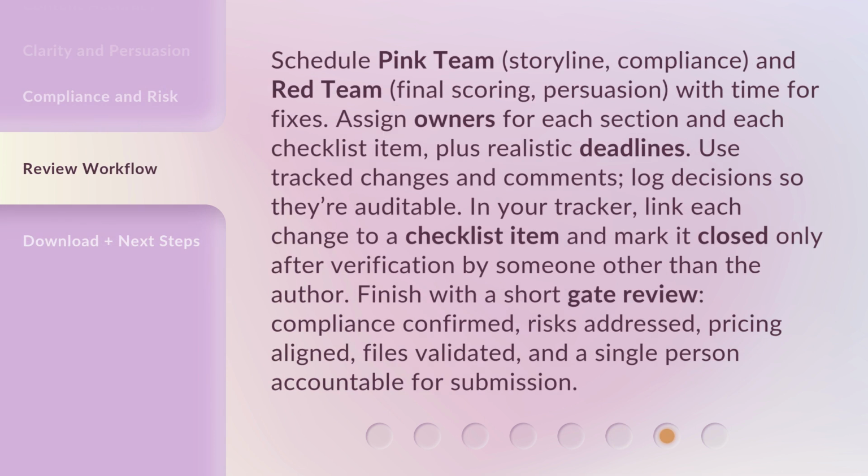Schedule pink team, storyline, compliance, and red team, final scoring, persuasion, with time for fixes. Assign owners for each section and each checklist item, plus realistic deadlines. Use tracked changes and comments, log decisions, so they're auditable. In your tracker, link each change to a checklist item and mark it closed only after verification by someone other than the author. Finish with a short gate review.